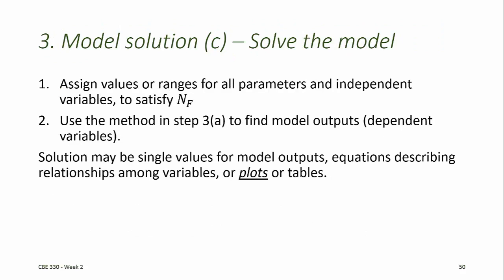This means assigning values or ranges for all of the parameters and independent variables to satisfy the degrees of freedom, and then using the method developed in step 3a to find the model outputs, that is, the values of the dependent variables over the domain of the independent variables. The solution may be single values for model outputs, it might be analytical equations describing relationships among variables, or it might be in the form of plots or tables.